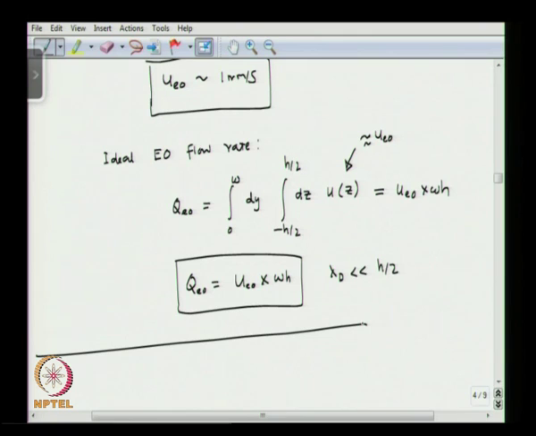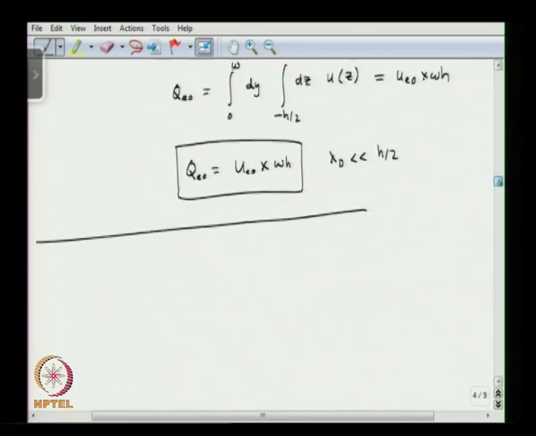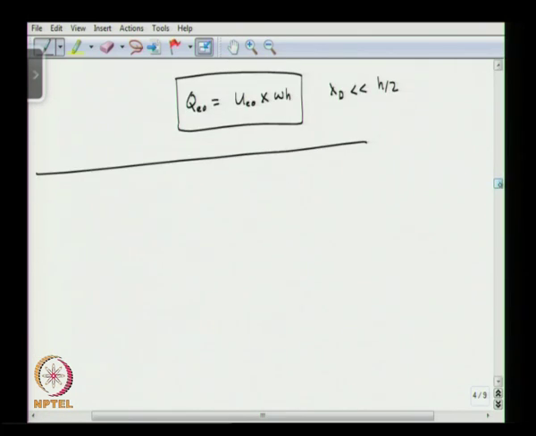Now, let us look at flow in a cylindrical tube situation. So, let us look at flow in a cylindrical tube or channel.